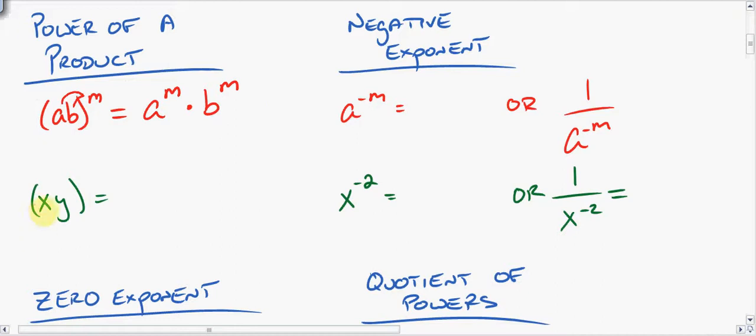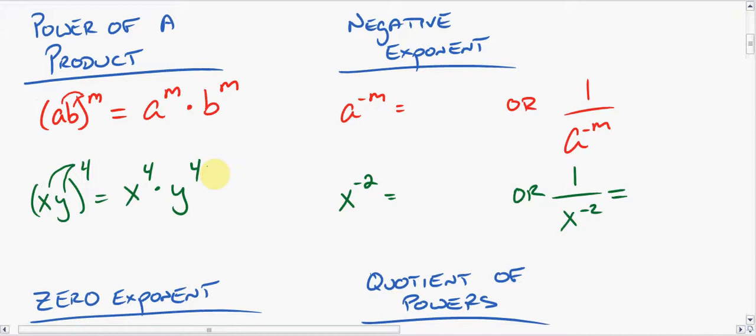Then an example down here where it's x times y, this should be raised to the 4th power. x times y raised to the 4th power. So we're going to take that 4 and we're going to apply it to the x and we're going to apply it to the y. So that's equal to x to the 4th power times, not y, but y to the 4th power. All right, so x to the 4th power times y to the 4th.